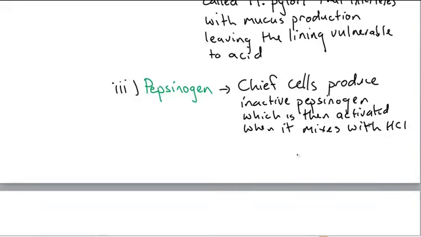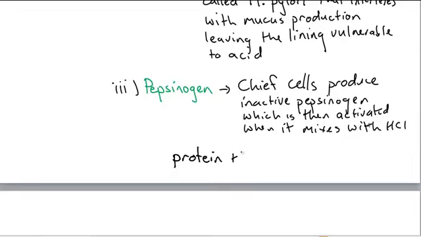And it's important that it doesn't become active in the cell itself, because its job is to actually digest protein. And if it was active in the cell itself, it would start digesting the cell. Once it's in with the gastric juices, it's protected, the stomach lining is protected in part by the mucus. So it's only going to focus on digesting the contents of the stomach. And the way pepsinogen works, we talked about it in chemical digestion.